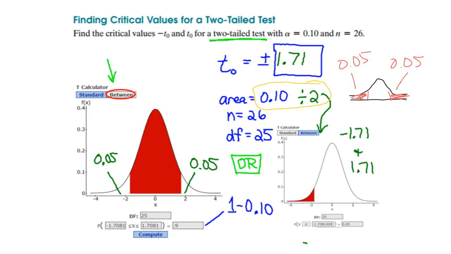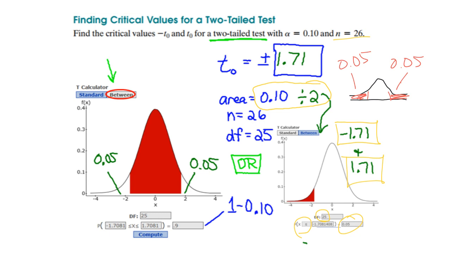So now when I go into calculator T, when I do the left-hand side, I'm going to go ahead and put my degrees of freedom, which is 26 minus 1. So that goes here. I'm going to put my 0.05 here, my less than sign here, and I'm going to get negative 1.71. Then I could do it again and do greater than if I want, or I know that because of symmetry the other score that I'm looking for is going to be positive 1.71.